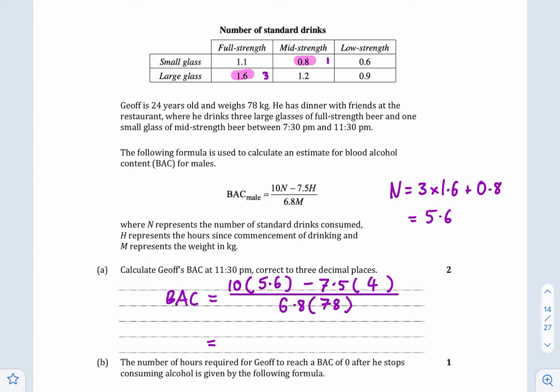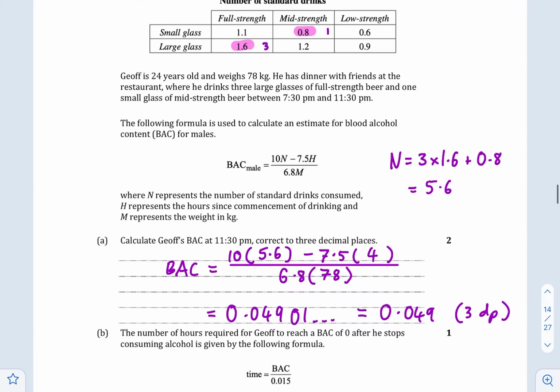Now I've got all the information, I can type it in. I've got 10 times 5.6 minus 7.5 times 4 on 6.8 times 78. We get 0.049, 01, so on. So to 3 decimal places, that is the blood alcohol content.